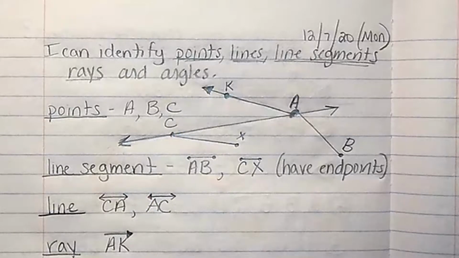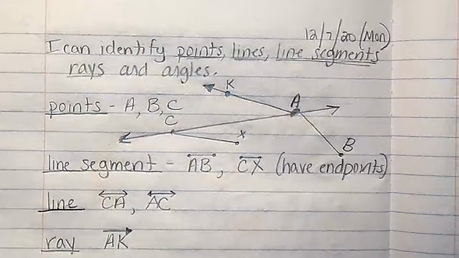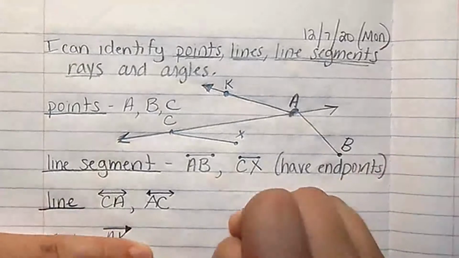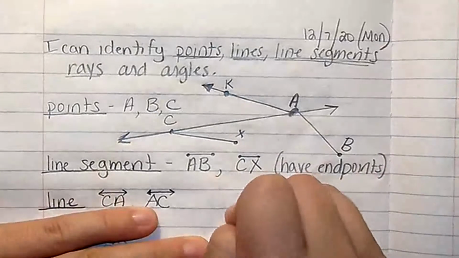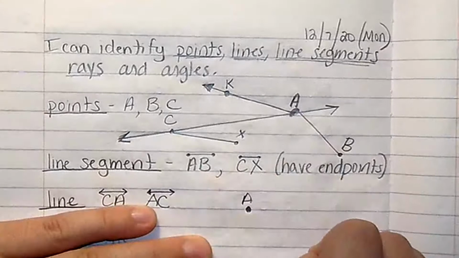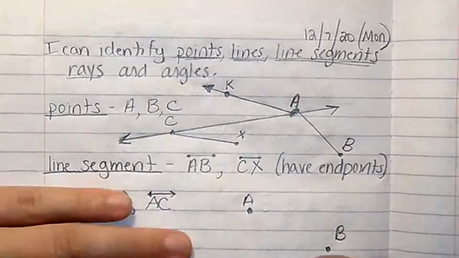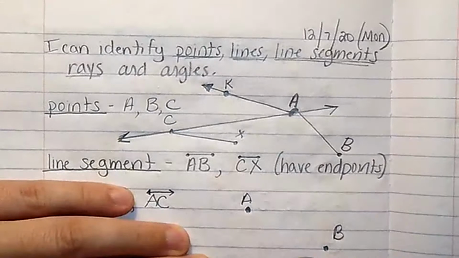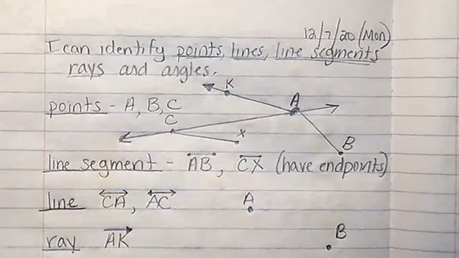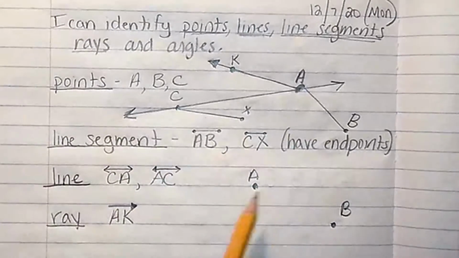Now, we're going to use this space. I'm going to make another shape down here. We're going to label 3 points: A, B, C. Okay, so I just made 3 points, A, B, C.